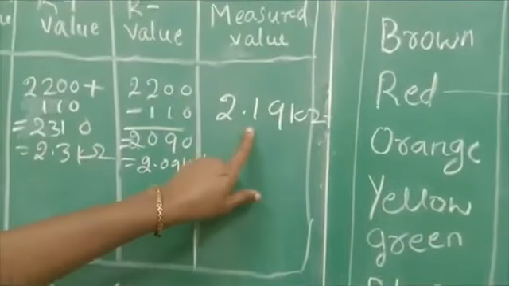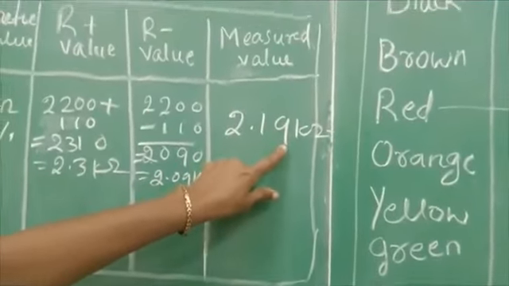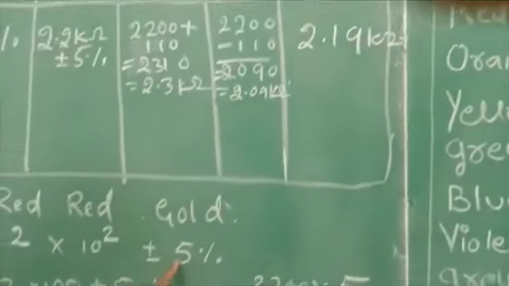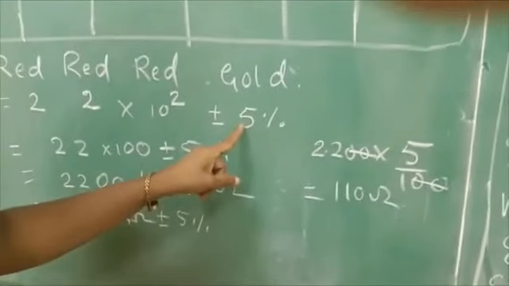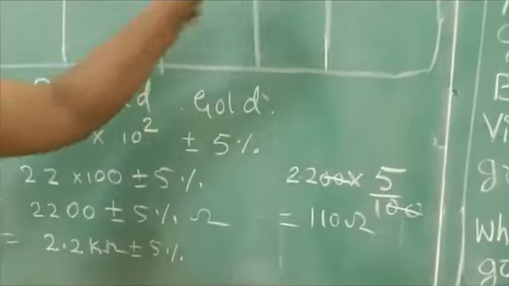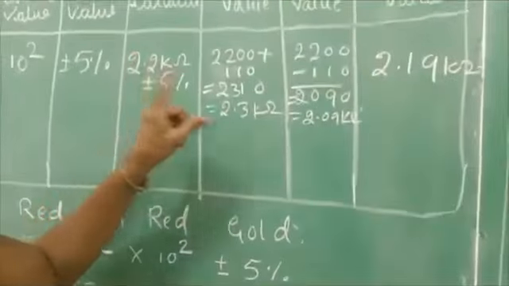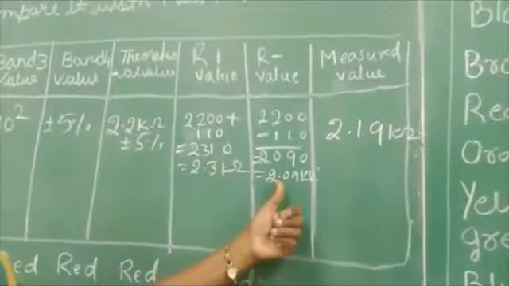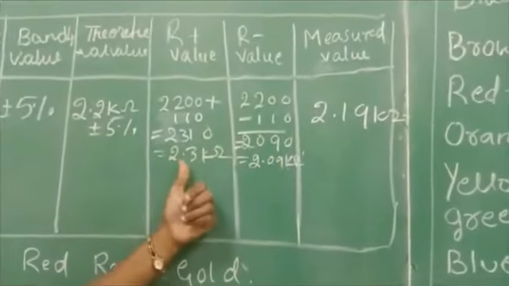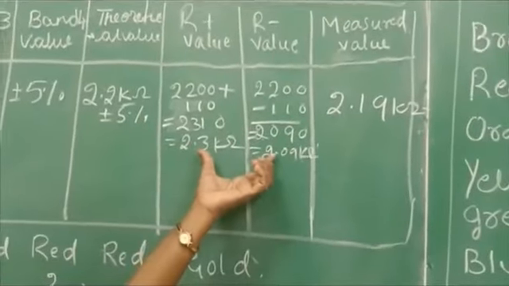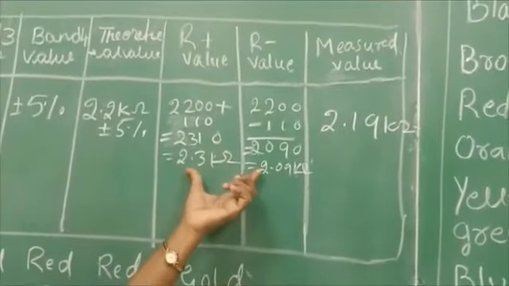So why did I get 2.19 kilo ohm? Because of the tolerance. For every resistor some tolerance will be given. So we may get exactly 2.2 kilo ohm, or it may be between 2.09 kilo ohm and 2.3 kilo ohm. We should get the value between these two ranges.